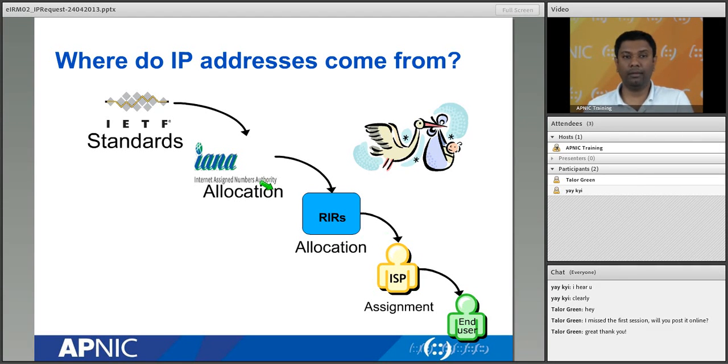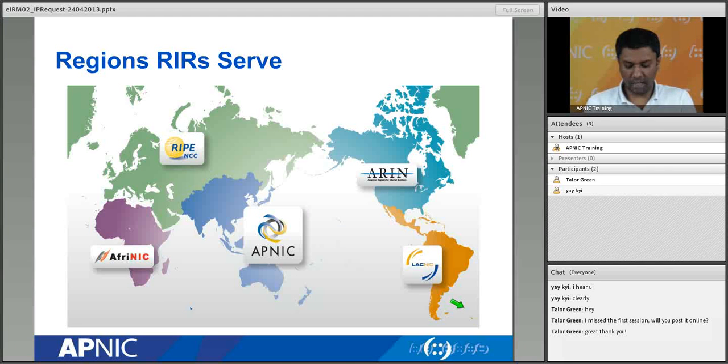Most of the time ISPs build a network, and from there the end users get the internet service. End users get the internet service from their ISPs. ISPs usually become members of the registry, and from there they get the addresses. So this is how the address comes.